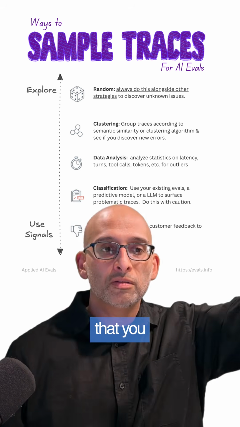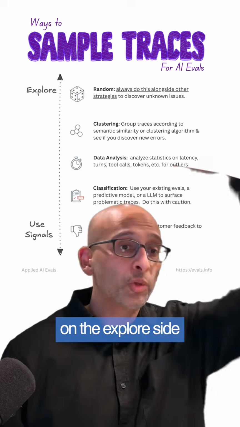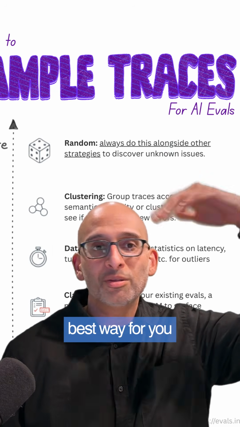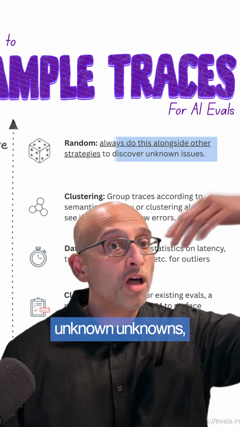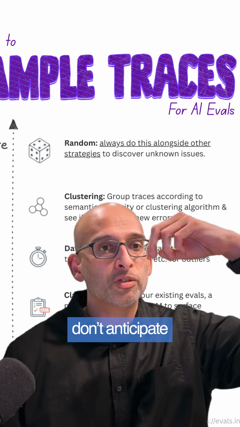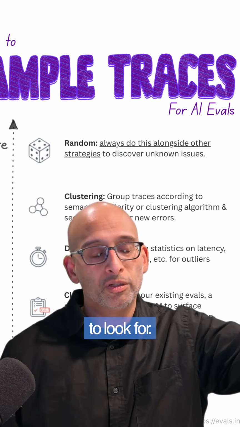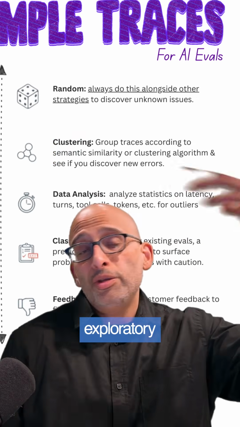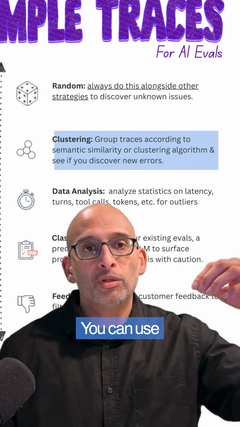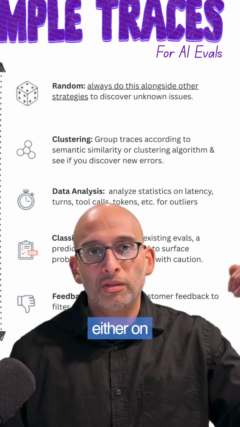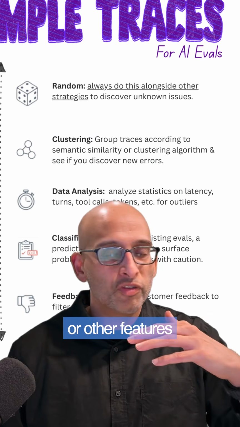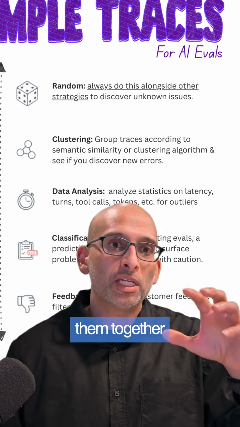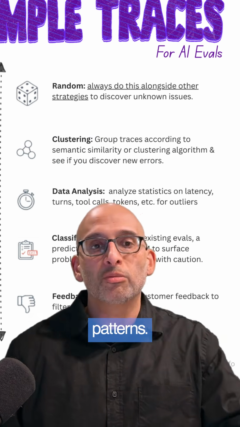So the first thing that you should always consider on the explore side is random sampling. This is the best way for you to encounter unknown unknowns, things that you don't anticipate or wouldn't have thought to look for. The second thing that is also exploratory is clustering. You can use a clustering algorithm either on embeddings or other features of your traces and group them together to see if you find any interesting patterns.